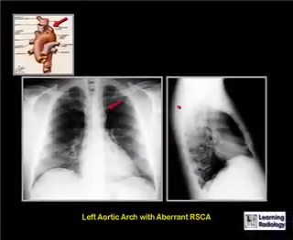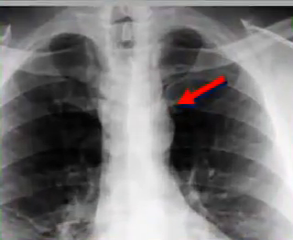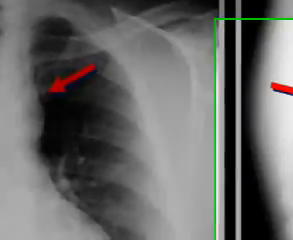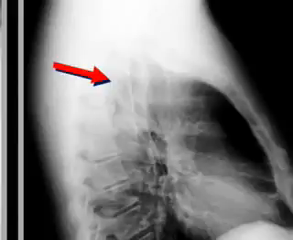And this is what a left aortic arch with an aberrant right subclavian artery can look like on a frontal chest examination. The red arrow is pointing to the oblique shadow just superior to the aortic knob. On the lateral view, the trachea and esophagus will be displaced forward.